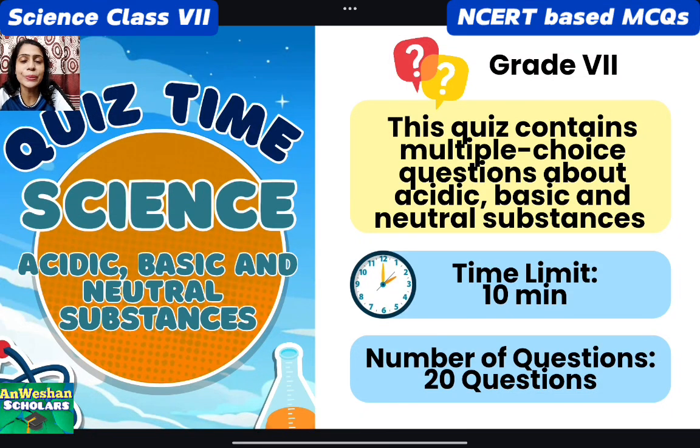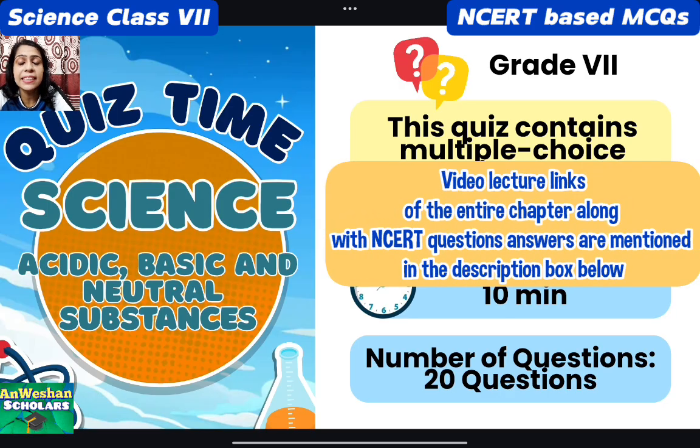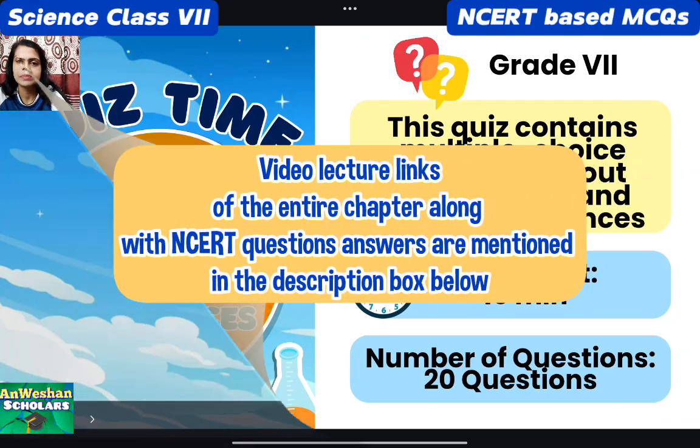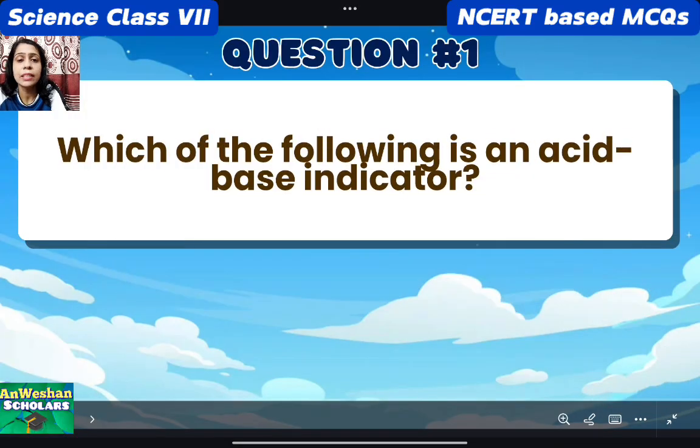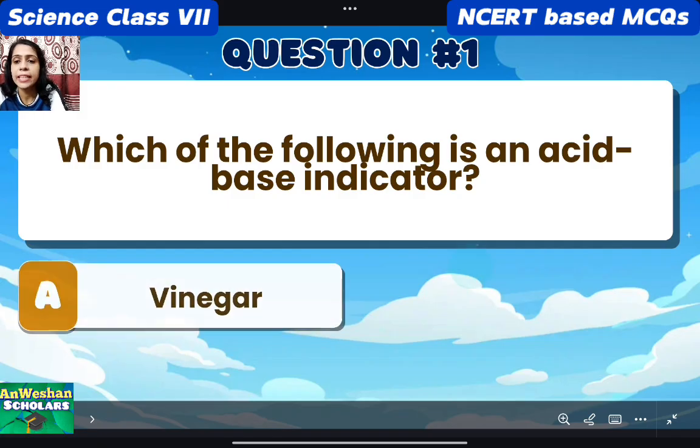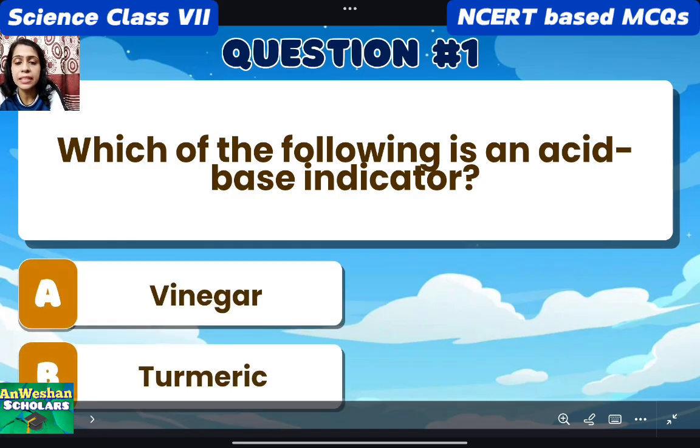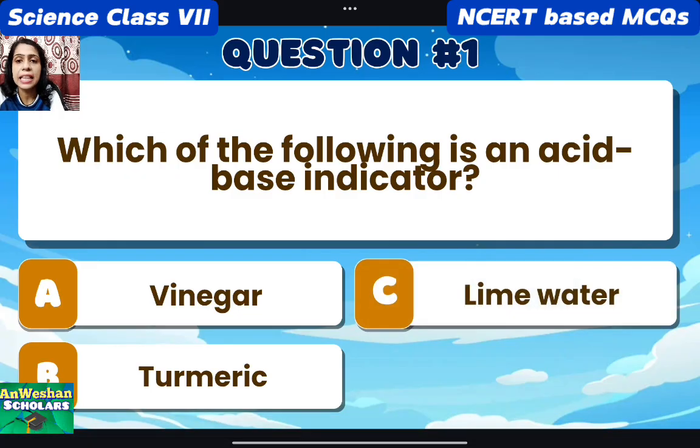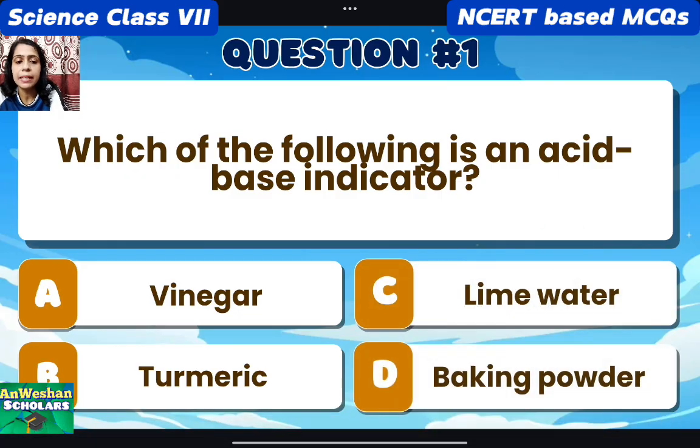Hello my dear students, let us solve today multiple choice questions related to acidic, basic and neutral substances. Question number 1 is, which of the following is an acid-base indicator? Our options are option A, vinegar, B, turmeric, C, lime water, D, baking powder. So which of them do you think will indicate whether a substance is acid or base?